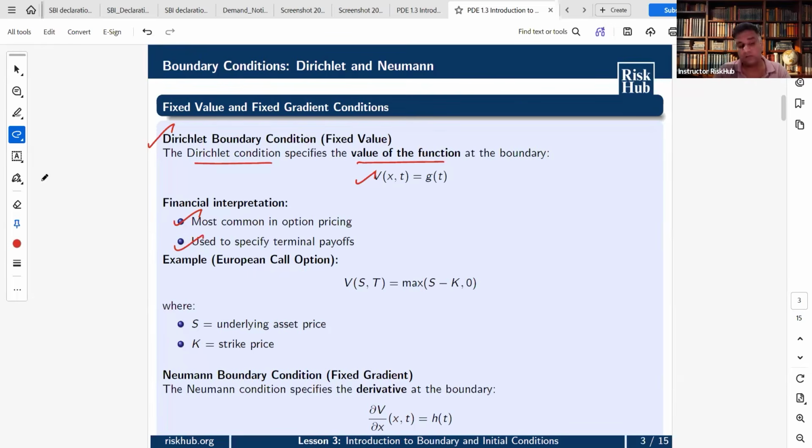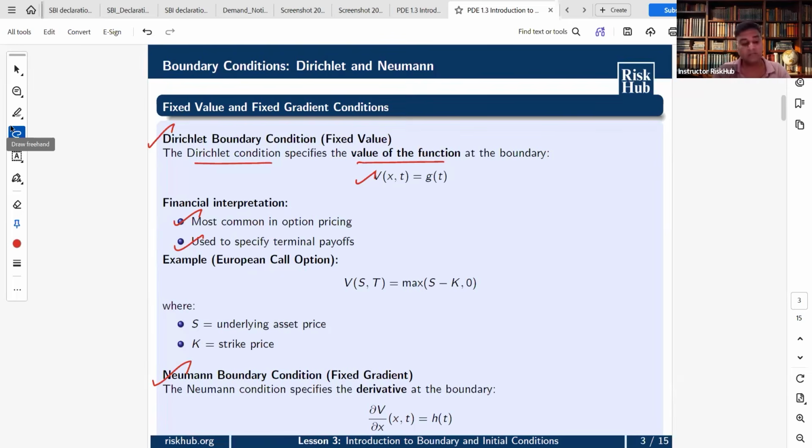Then we have the Neumann boundary condition, which is a kind of fixed gradient. The formula is the partial derivative of v with respect to x at (x, t) equals h of t at the boundary. We do not fix the value, we fix the slope or sensitivity. In finance, this is usually about Greeks. For option pricing, we use a similar thing called option delta. So Dirichlet fixes your value, and the financial meaning is option price or payoff. For Neumann, it is the derivative, delta sensitivity. Mixed, or Robin, is value plus derivative, which is used in some numerical financial models.